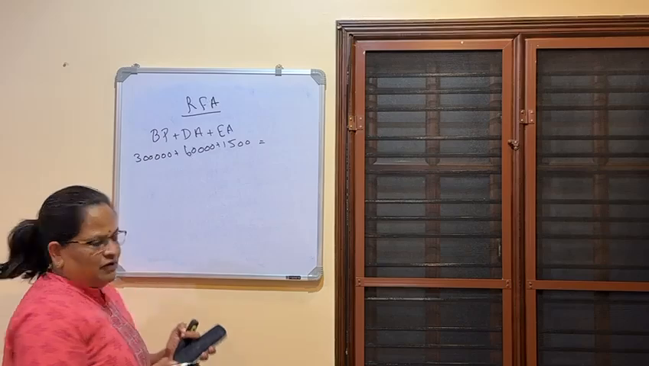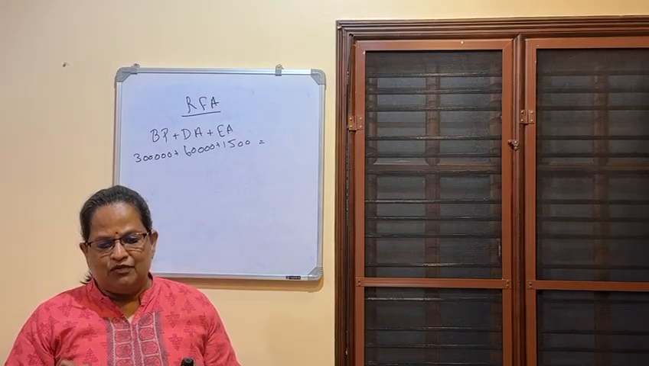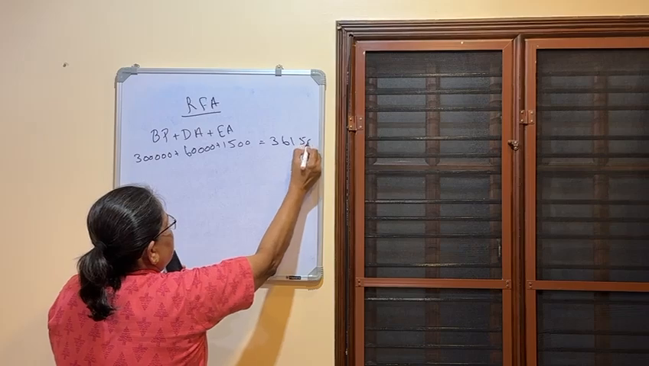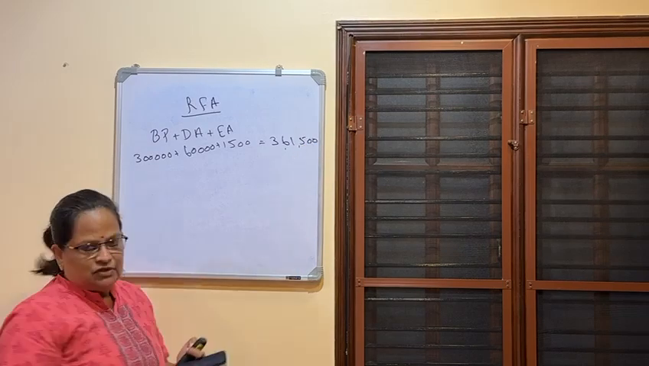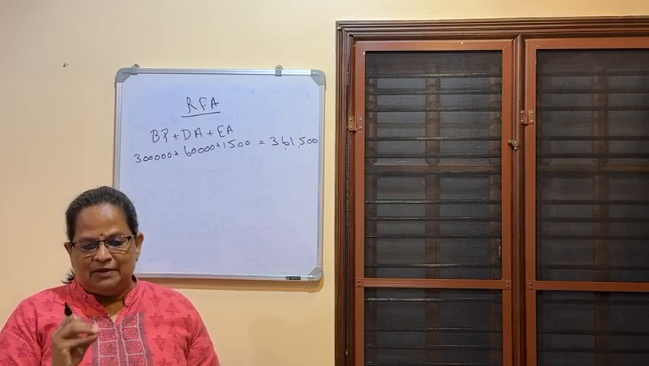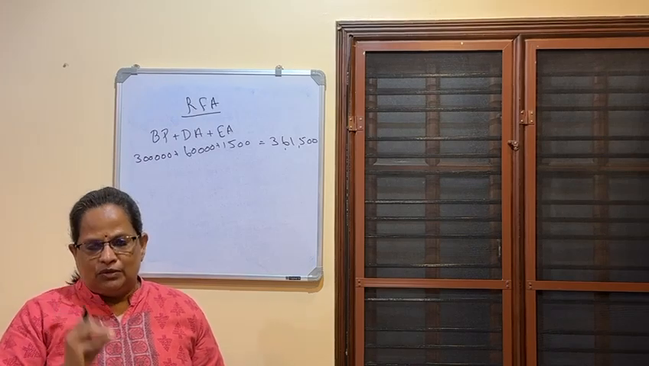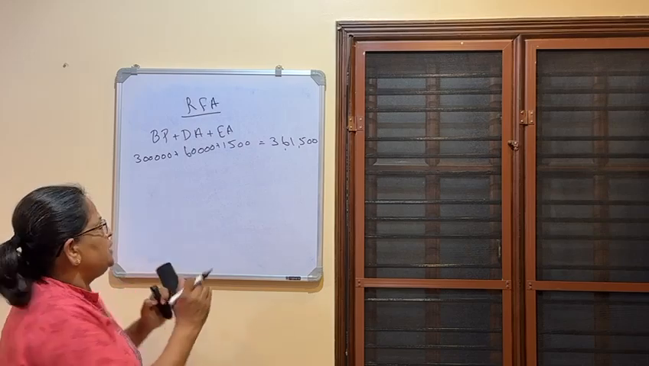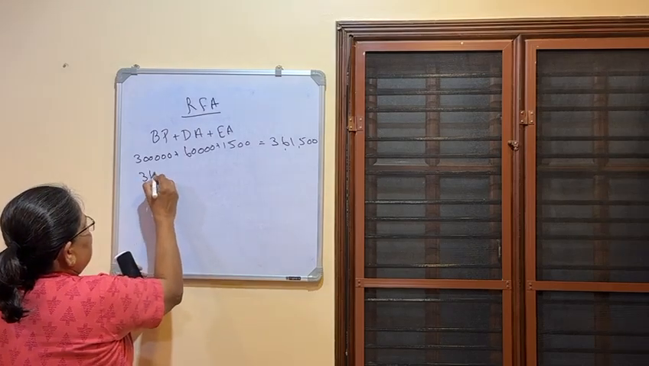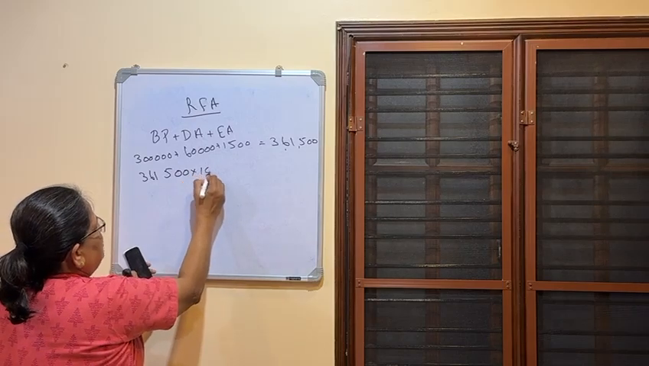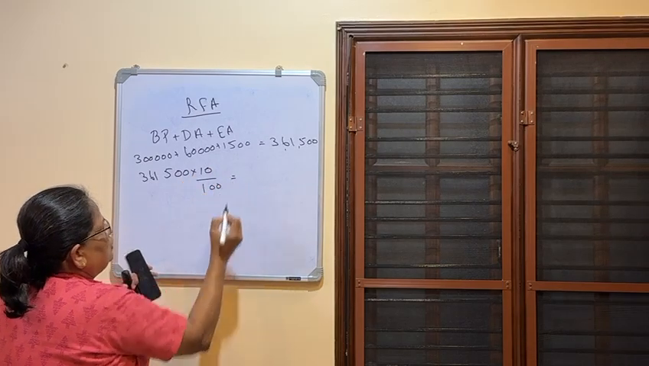So the salary for computation of RFA is 3,61,500. Now the population of the city is 35 lakhs. That means, as per the scheme, 7.5%? No, as per the scheme 10% of salary: 3,61,500, population is above 40 lakhs, so into 10 by 100. This is the value of RFA.